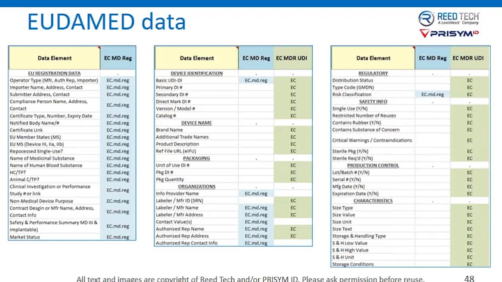And further on, in this last graphic, you see that there's a number of attributes about regulatory information, safety, production control, characteristics of the product that are only part of the UDI submission, those in green, but you also see that there's some shared content.